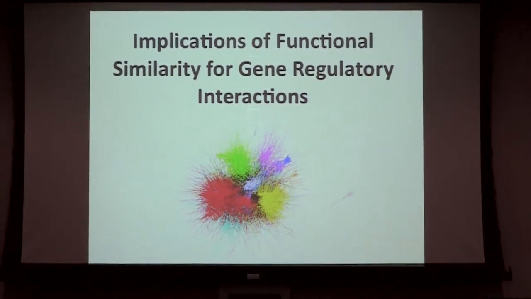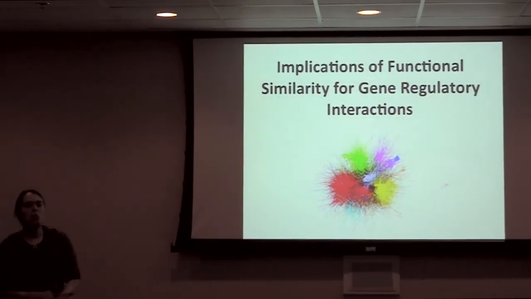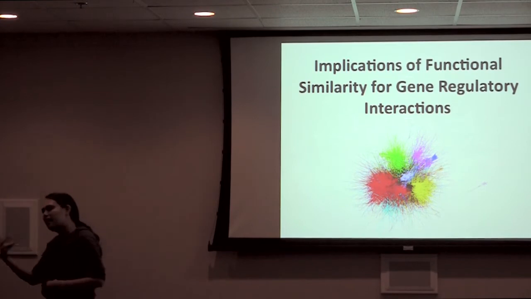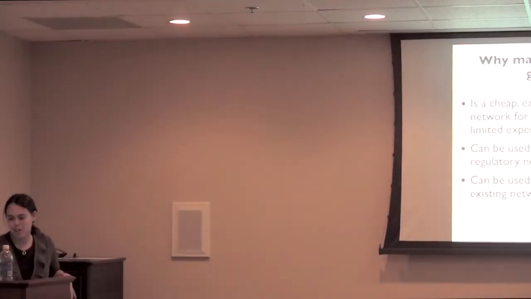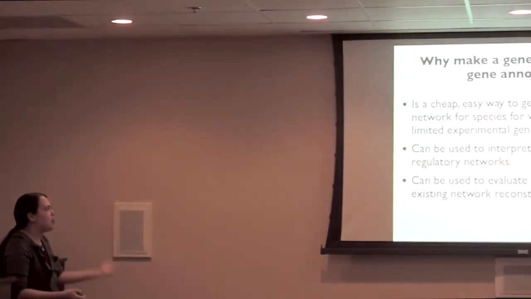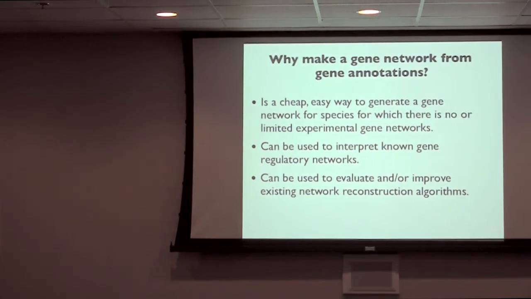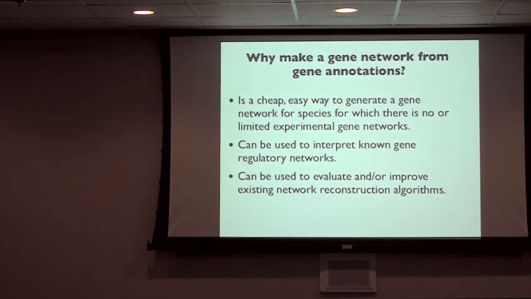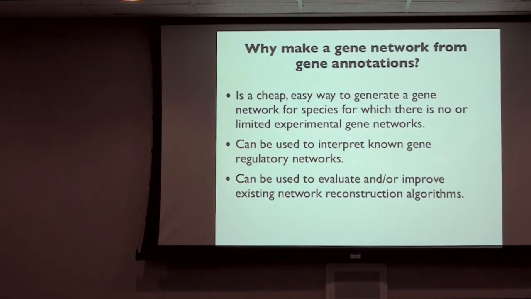Okay, I want to switch gears for a little bit and talk about the implications of functional similarity for gene regulatory interactions. So far I've talked about what we can learn by analyzing the term network. Now I want to talk about what we can learn by analyzing the gene-gene network. So the question is, why do we want to make a gene network from gene annotations? Well, it's a really cheap and easy way to generate a gene network that is species specific, for which there are no or limited experimental gene networks.